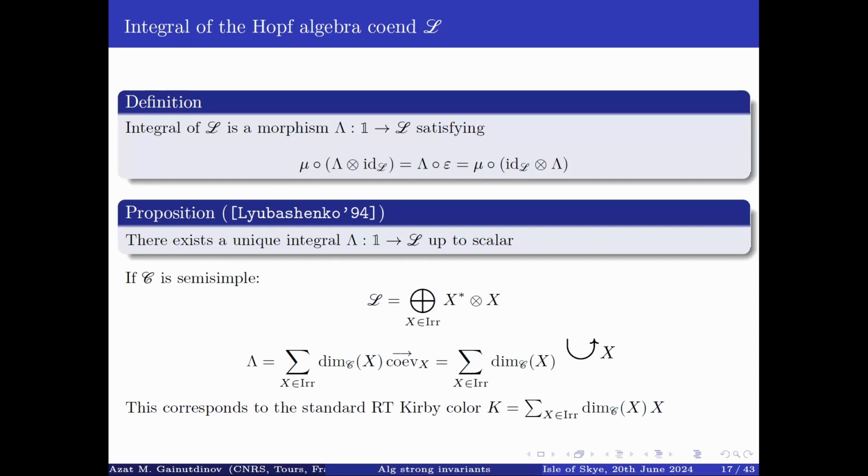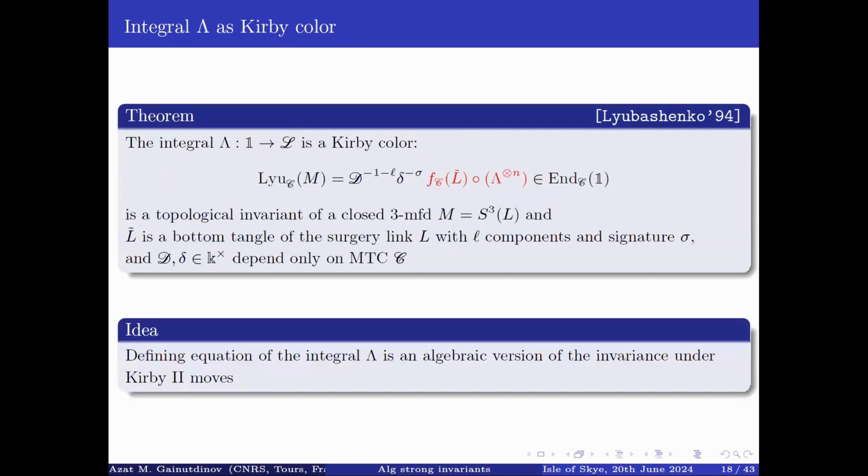L. Right. Okay, and this corresponds to the Kirby color K. So this is the theorem of Lyubashenko. The integral of the point plays the role of the Kirby color. So the Lyubashenko invariant of the manifold is given by this formula.